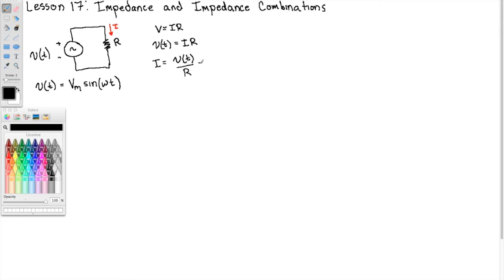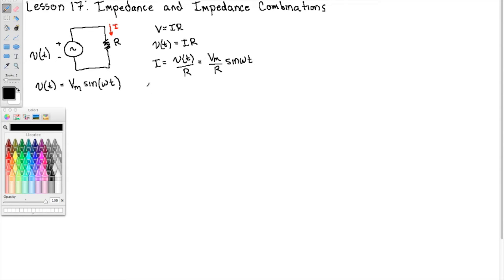It still must be true, right? The physics don't change just because we have a sinusoid. So this is now Vm over R times sine of omega t. Here's our current. So this thing is also a sine wave, right?